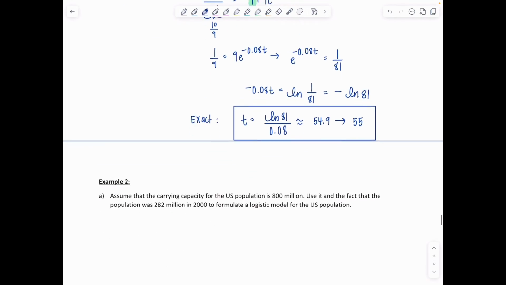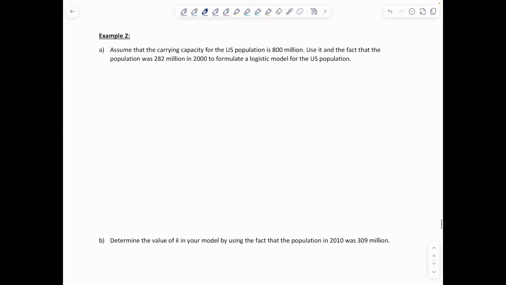So good stuff. When I first learned about this model, I was fascinated because it did always bother me, exponential growth and decay. You know, I was like, it can't go on forever. Certainly not. All right. Assume that the carrying capacity for the U.S. population is 800 million. Use it and the fact that the population was 282 million in 2000 to formulate a logistic model for the U.S. population. All right, so let's let t equals 0 correspond to the year 2000 for simplicity, okay?